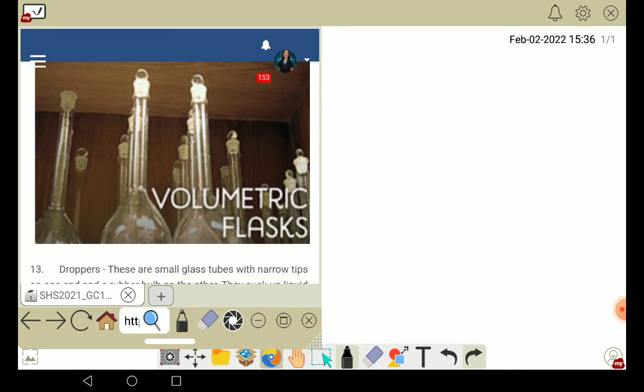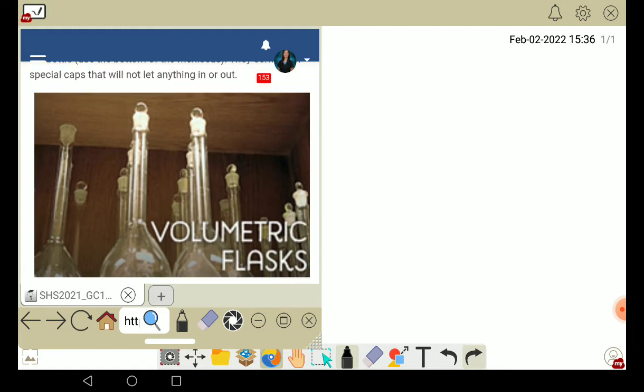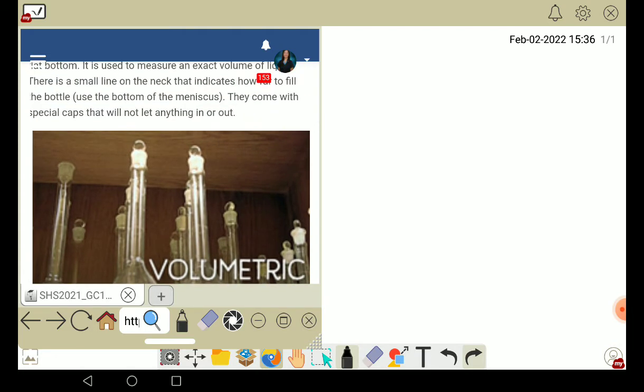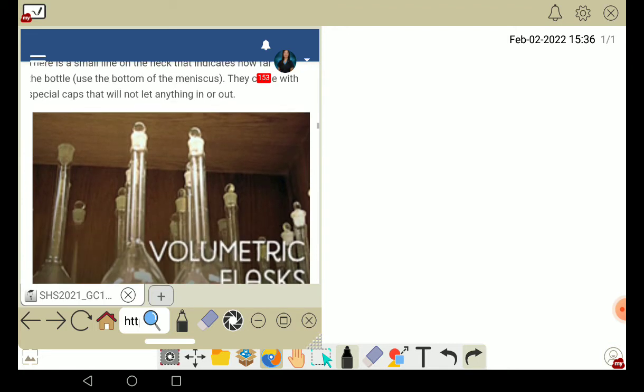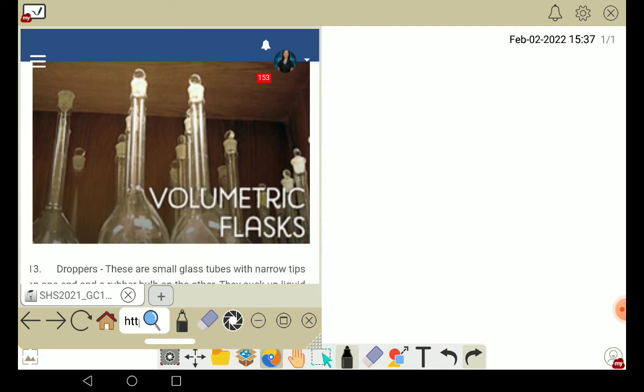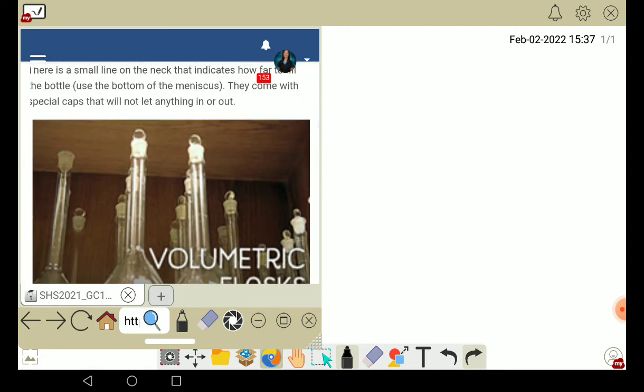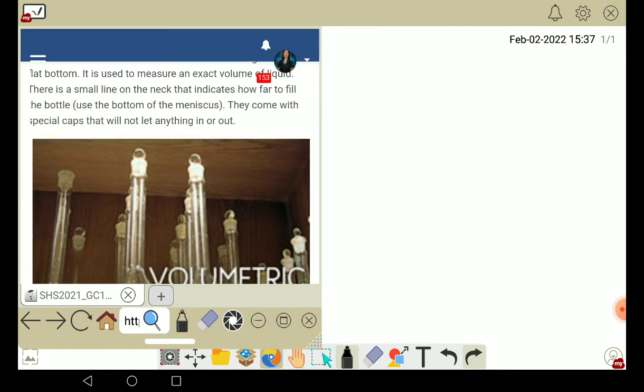On your volumetric flask, we have this indication where you can only pour a specific volume of liquid. Of course, this is a special kind of flask, as it has its own special lid so that it will prevent any spilling of our certain substances.